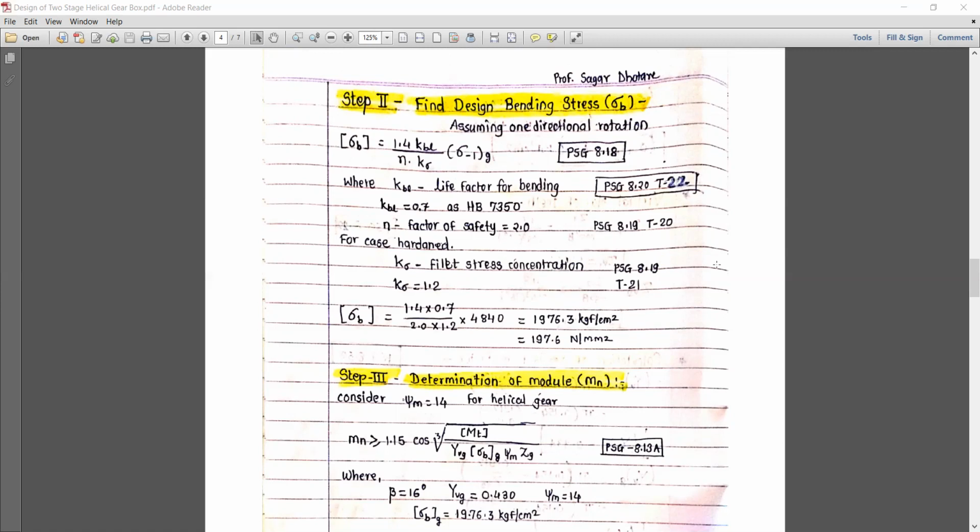So these are the repetitive tasks you always need to know how we can find out. So design sigma b is equal to 1976.3 kg per centimeter square, or you can say 197.6 Newton per mm square.